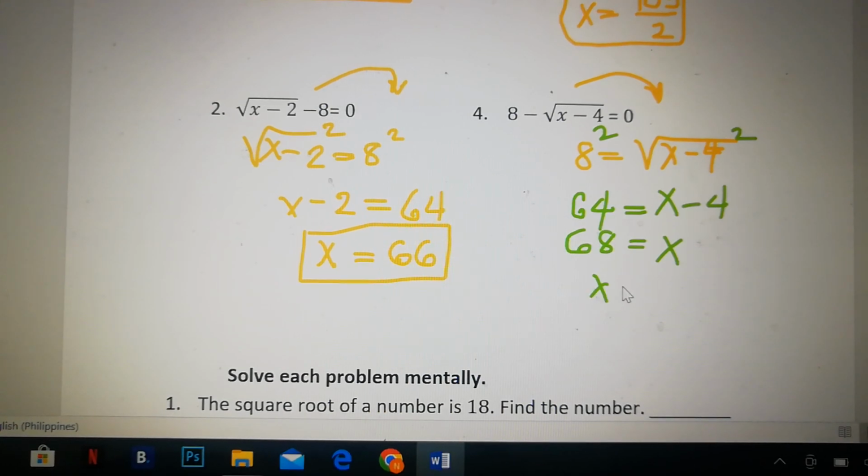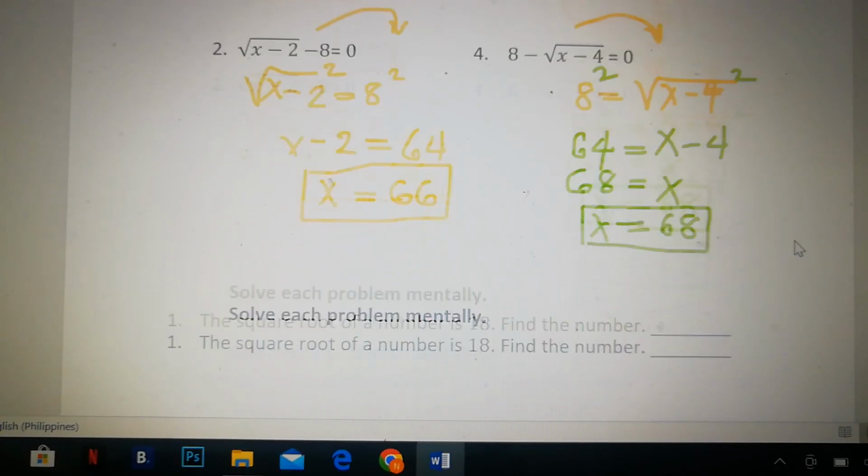So x is equal to 68. So replacing x in the original equation by 68, 68 minus 4 is 64. Square root of 64 is equal to 8. So 8 minus 8 equal to 0. Therefore, this is already our final answer. x equal to 68.